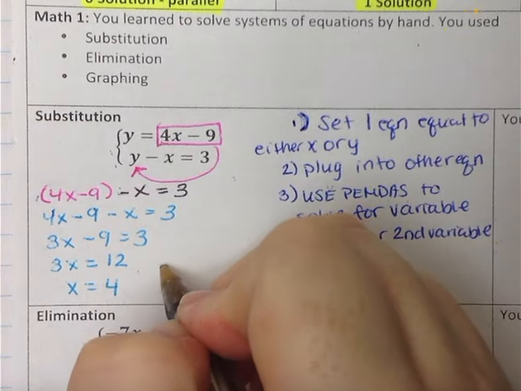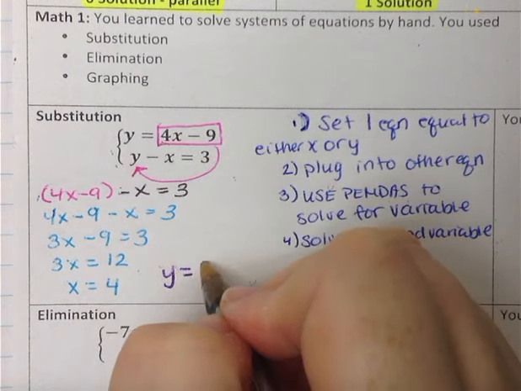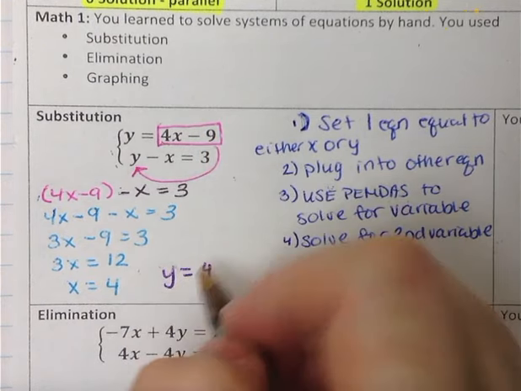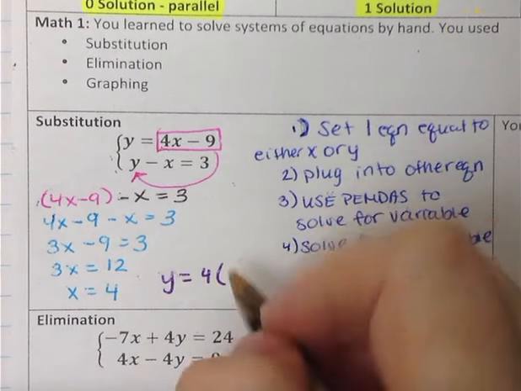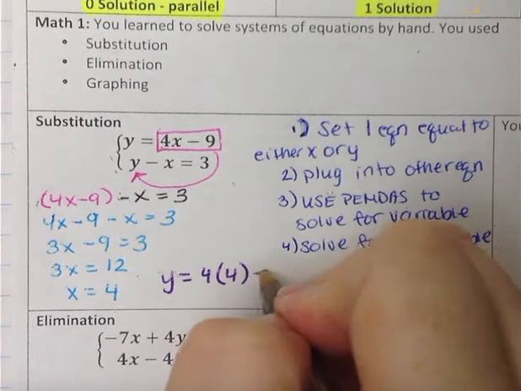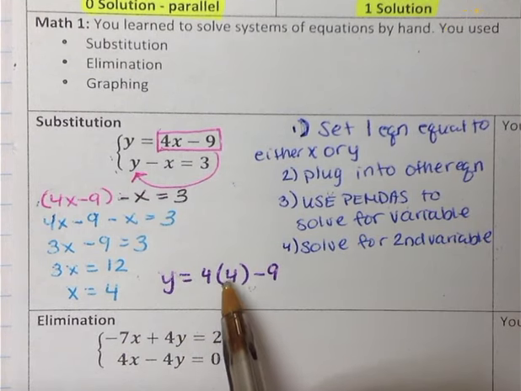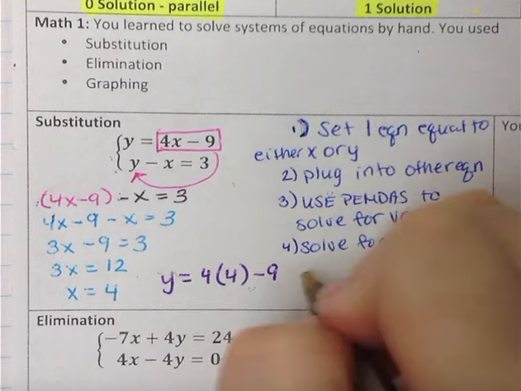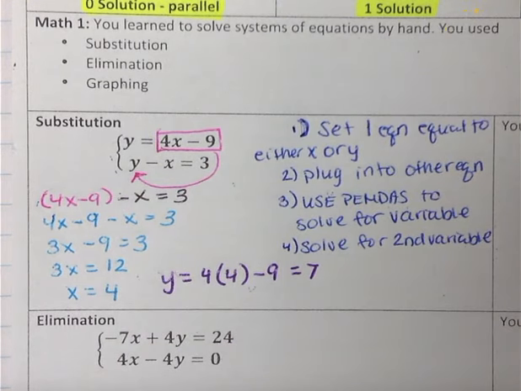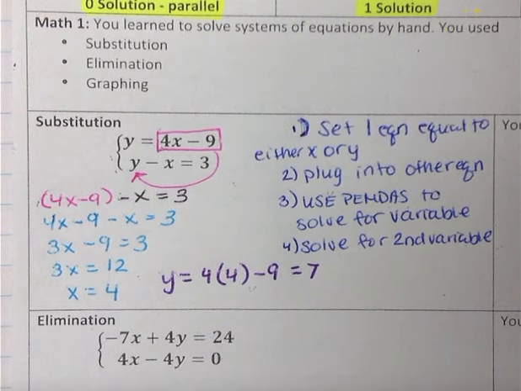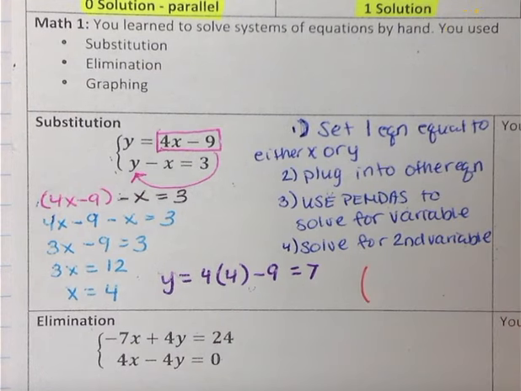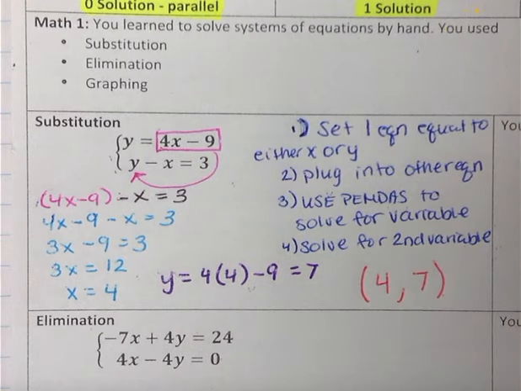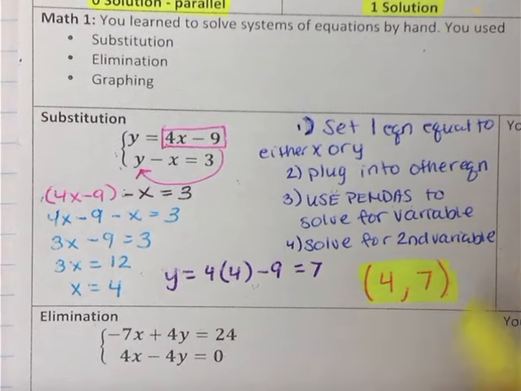So I'm going to plug in: y equals, I have that 4, I have an x which I now know is 4, so I'm going to put parentheses 4, because that's the x value, then minus 9. 4 times 4 is 16, minus 9 is 7. So my y value is 7. Now that I have my x and the y, I can write my final solution. And a solution to a system is a coordinate. So the x value of our coordinate is 4, comma, the y value of our coordinate is 7. This is where the two lines will cross at 4, 7. This is our solution.